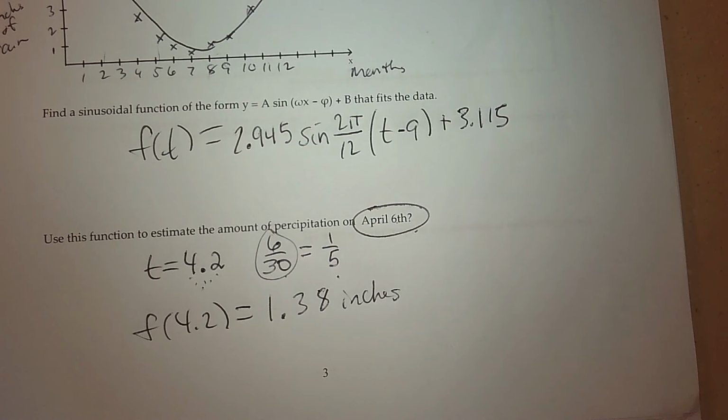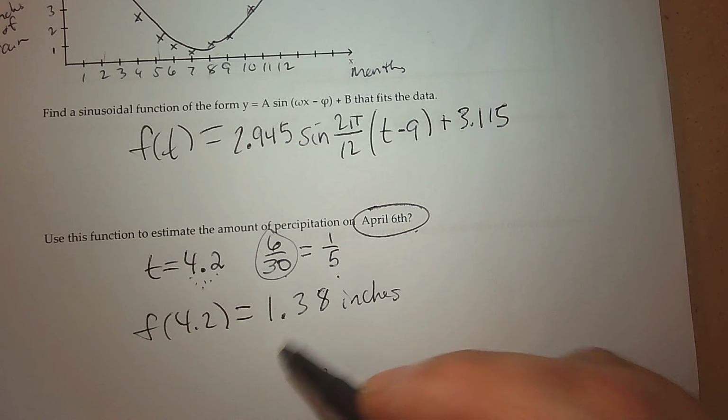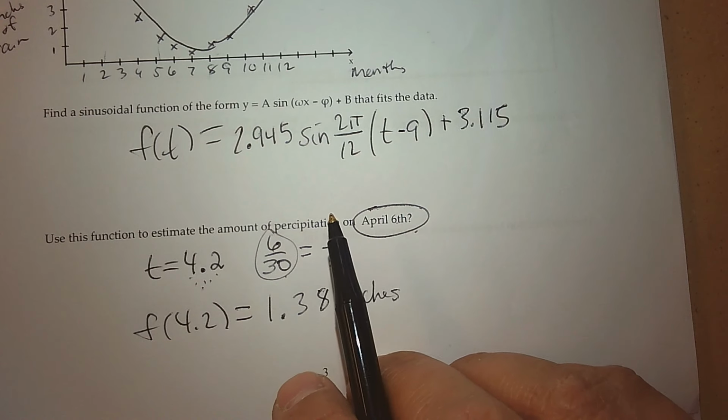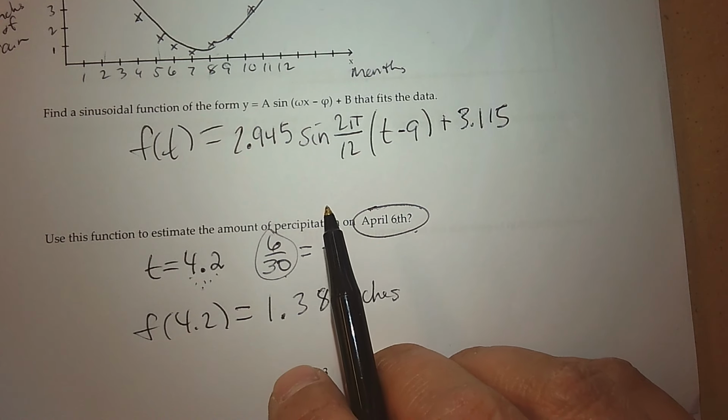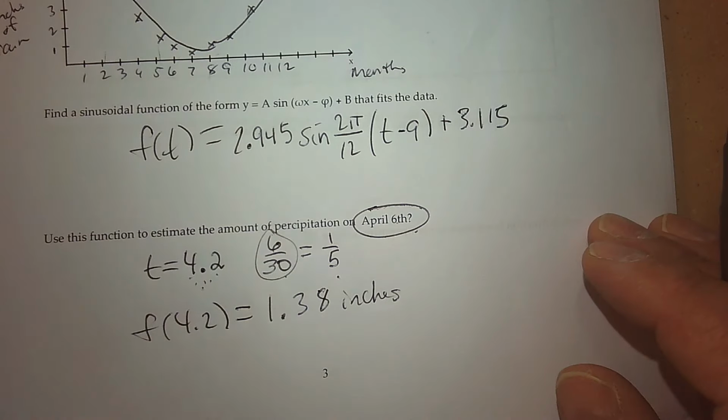And again, it's not quite a perfect model because it doesn't gradually get more rain and gradually less rain. Either it rains or it doesn't rain, so it's a little bit trickier in terms of the middle of it. All right, number 7.